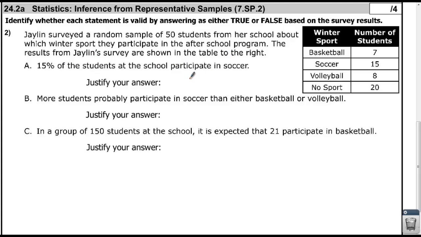Well, we know that 15 students sampled out of 50 total students participated in soccer. That is equal to 30 out of 100, which is equal to 30%. So in this case, the statement is false because it's not 15% who participate in soccer, it's 30%.